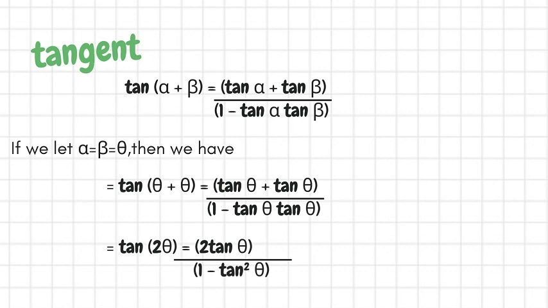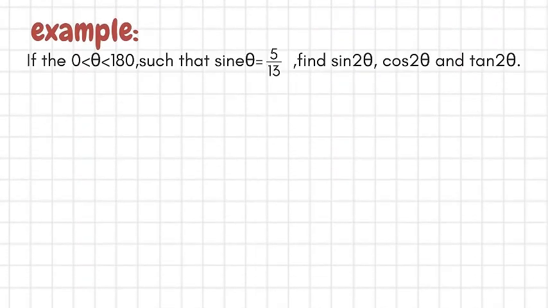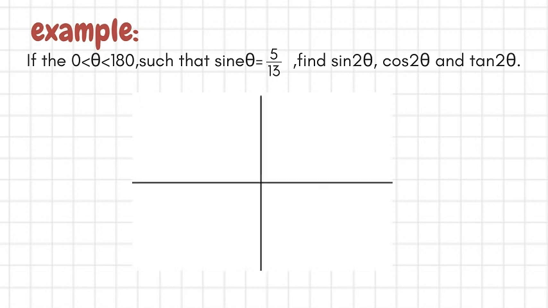Here is an example on how to solve using the double angle formula. If theta is greater than 0 but less than 180 such that sine theta is equal to 5 over 13, find the double angle of sine, cosine, and tangent. The first thing we need to do is to draw a right triangle. And notice that the angle theta is in quadrant 2. So, that's how we're going to draw the right triangle.